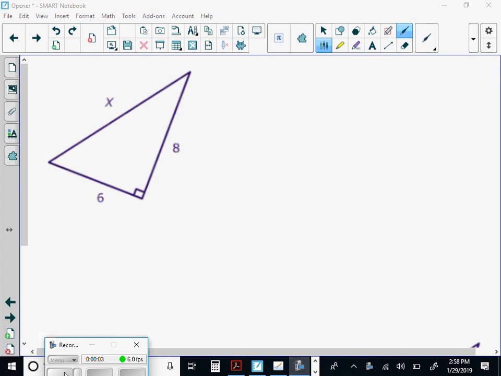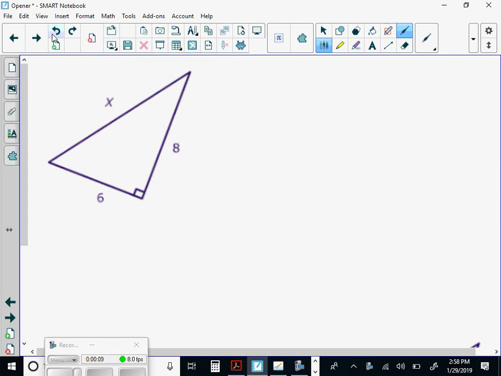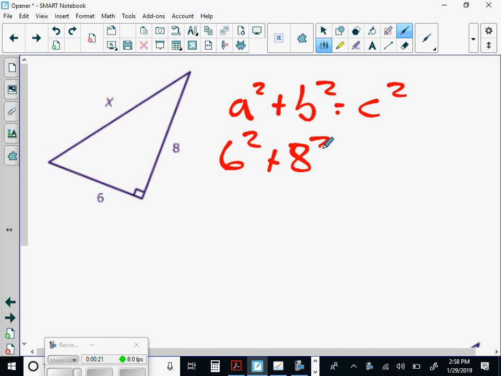Okay, so the Pythagorean theorem says if I have a right triangle, like we do right here, then I can use the formula a squared plus b squared equals c squared. We've used this a couple times in the last few days. In this case, I plug in the 6 for a and the 8 for b, do 6 squared plus 8 squared equals x squared. You've already done this for a few days, though. Do this in the calculator. X in this case will turn out to be 10.